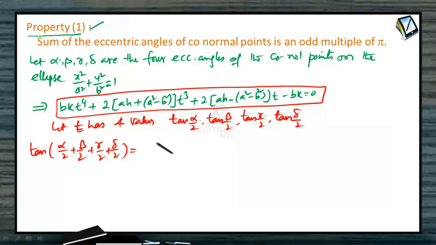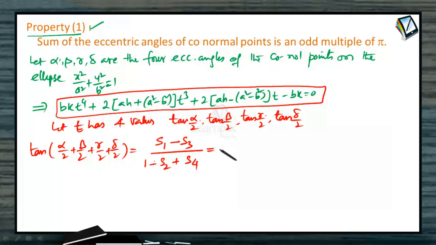This formula can be expressed in terms of S1, that is the sum of the terms taken one at a time, tan alpha by 2 plus tan beta by 2, and so on, over 1 minus S2 plus S4, from the trigonometric transformations. Therefore S1 is the sum of the roots, S3 is the sum of the product of the roots taken 3 at a time, and S4 is simply the product of the roots.